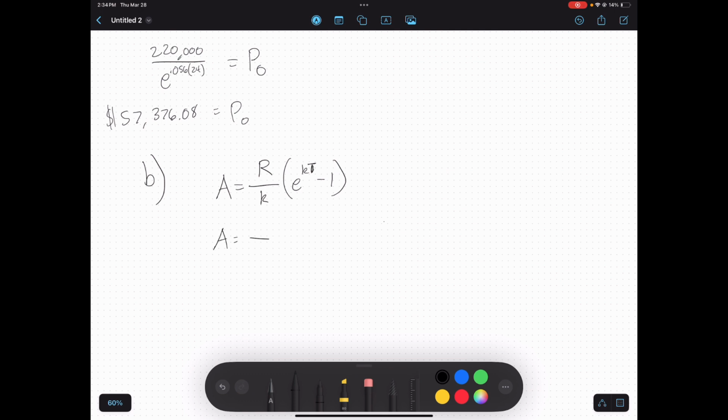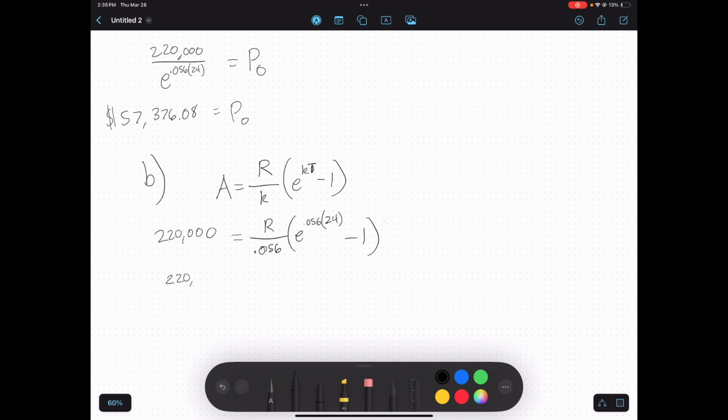What's K? K, of course, is the interest, 0.056. T is still 24, because I want this to happen after 24 years. And what is A? A is what I want my future value to be, what I want to end up with. So in our case, it's $220,000. So you'll notice I now have an equation with only one variable that I don't know, so I can go ahead and solve for that.